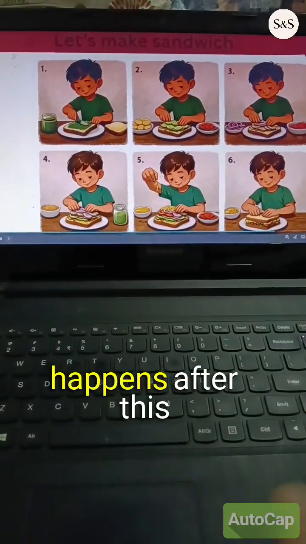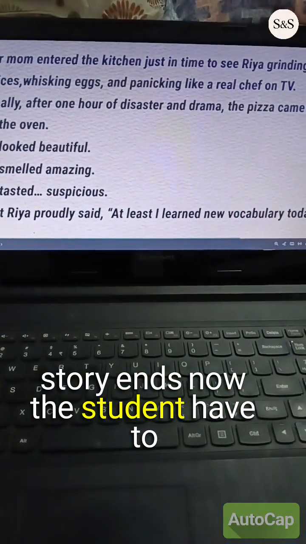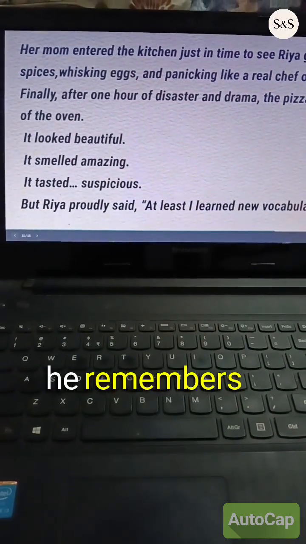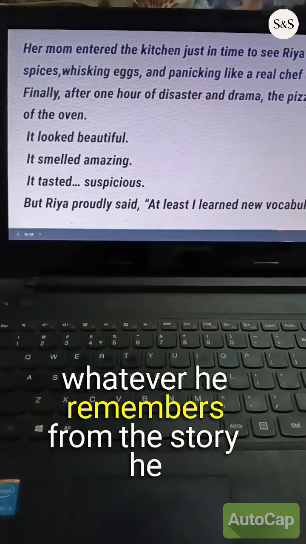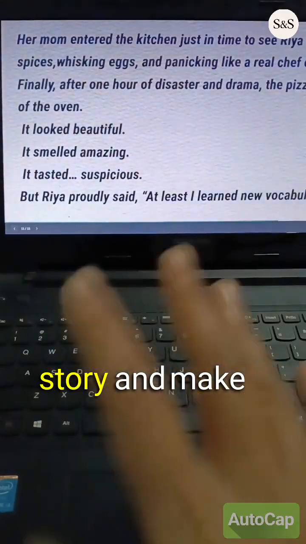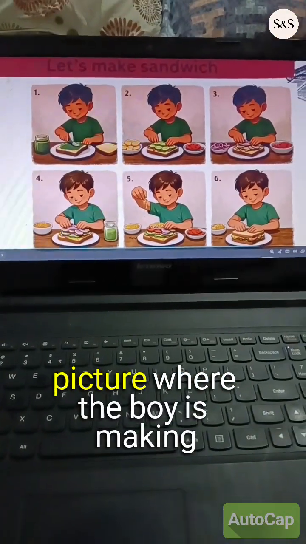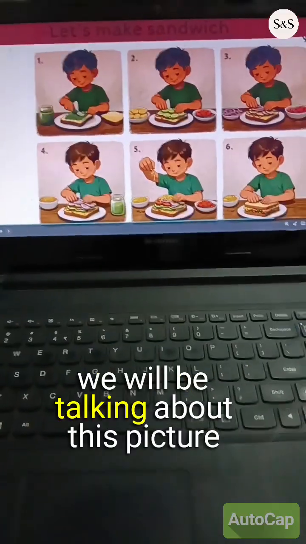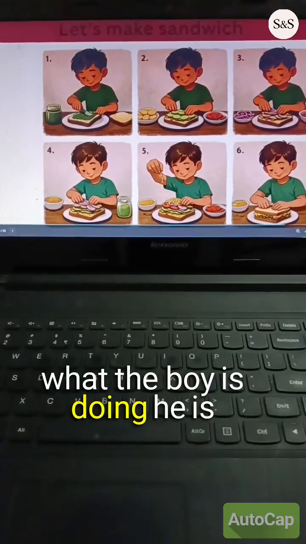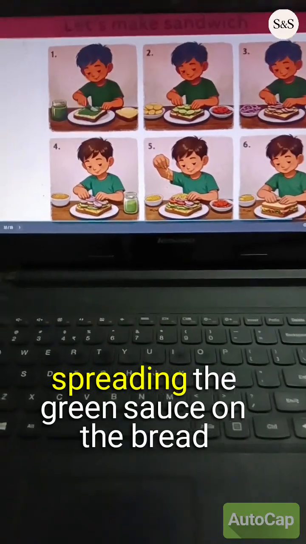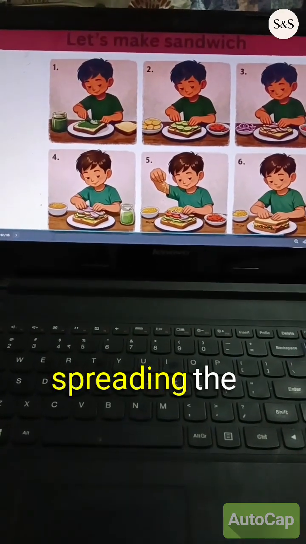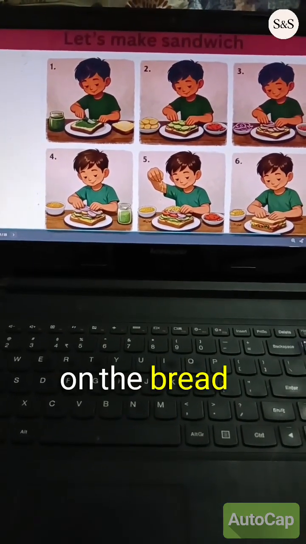Like this. After this story ends, the student has to retell the story in his own words. Whatever he remembers from the story, he will make his own story, taking the help of this story. Then there is one more picture where the boy is making a sandwich. Again we will talk about this picture step by step, what the boy is doing. He's spreading the green sauce on the bread. Now again he will learn a phrase like spreading the sauce on the bread.